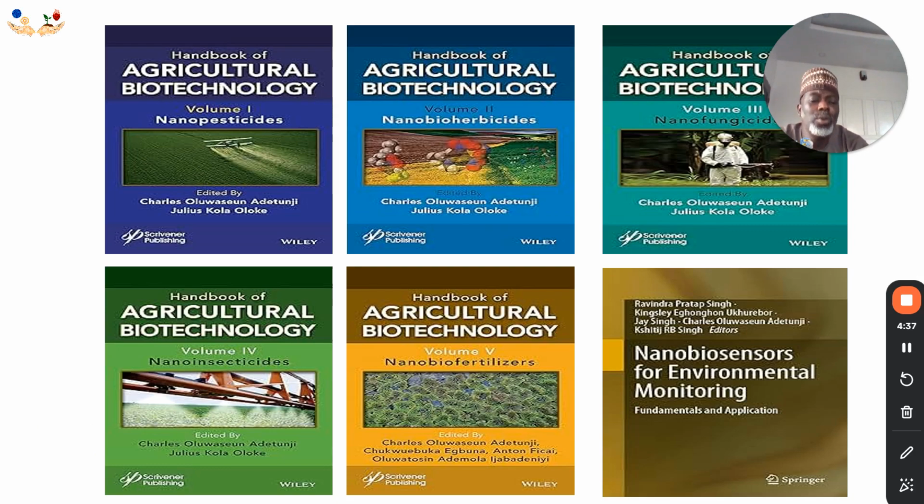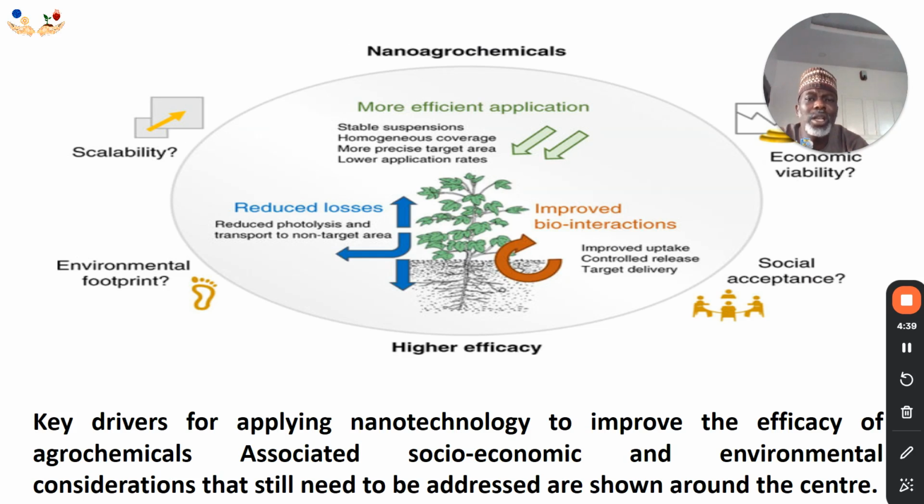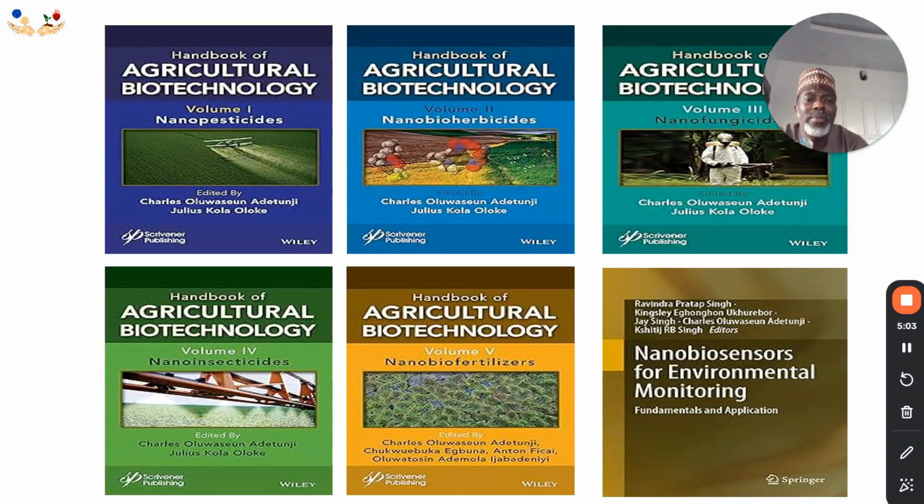Now, our group has done a lot of work extensively on nanochemicals. Why? Because they are more efficient in terms of application, because of stability, suspension, homogeneous coverage, more precise target area, lower application, reduced losses, reduced photolysis and transport to non-targeted areas, and improved interaction such as improved uptake, controlled release, and targeted delivery. This has made nano-agrochemicals very essential in order to ensure stable food and increase in agricultural production.